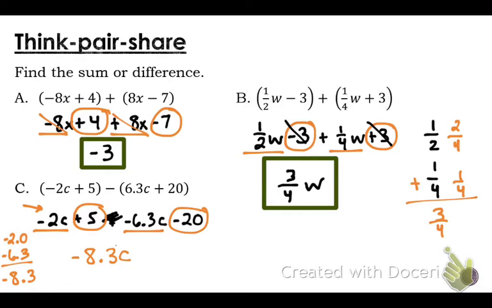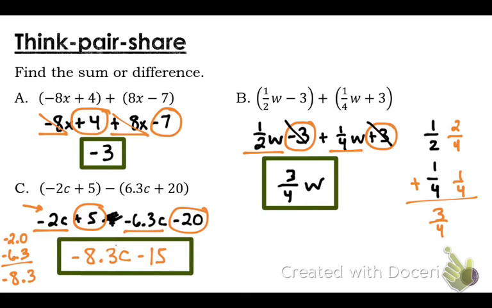Now let's look at the next one. +5 minus 20. Different signs. Subtract and take the sign of the larger number. What do you get? -15. So the correct answer is -8.3c minus 15.